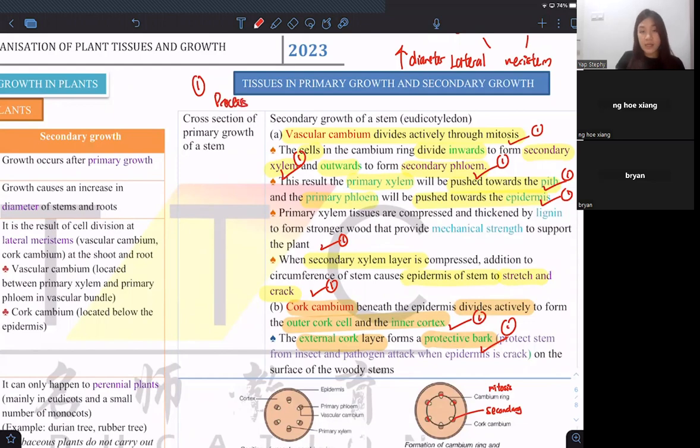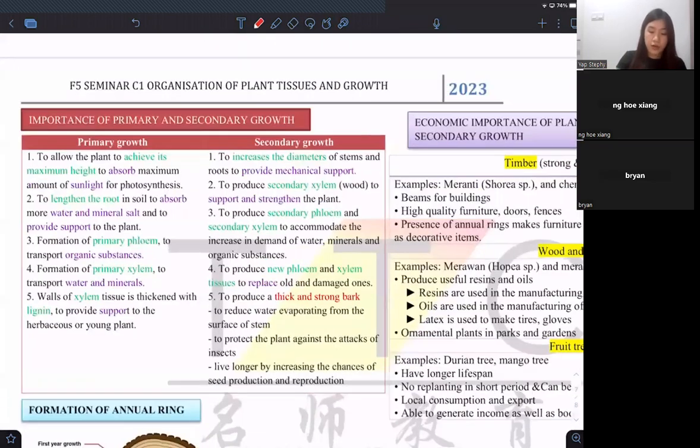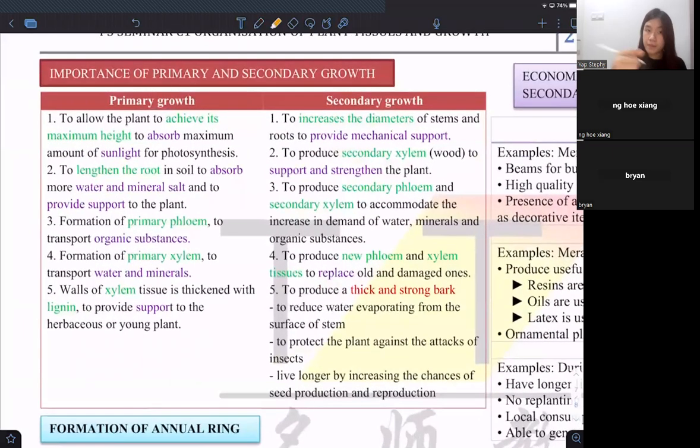Then second, they will ask you about the importance. So what is the importance of secondary growth and primary growth? For example, I have repeated many times already. Primary growth allows the plant to reach the maximum height so that it can absorb the maximum amount of sunlight, so you can undergo photosynthesis. So this is the first adaptation. Second, it can increase the length, so it can lengthen the root so that the root can absorb more water and mineral salts. So this is the second adaptation.